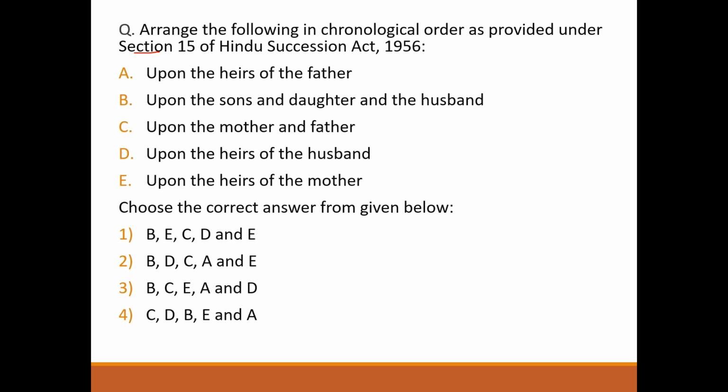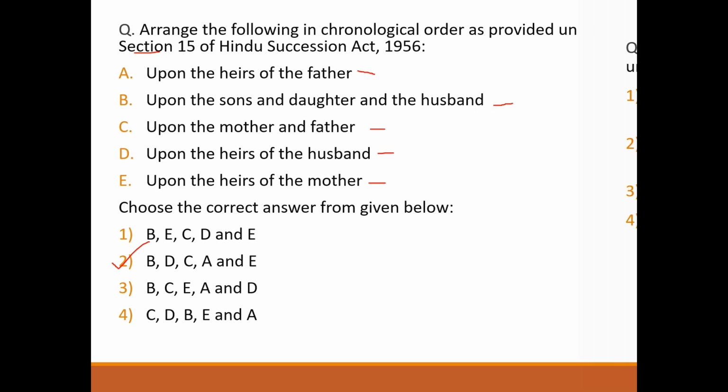So first right goes to upon the son and daughter and the husband. Then it goes to the heirs of the husband. Then upon the father and the mother. Then upon the heirs of the father. And in last upon the heirs of the mother. So answer will be option number 2.